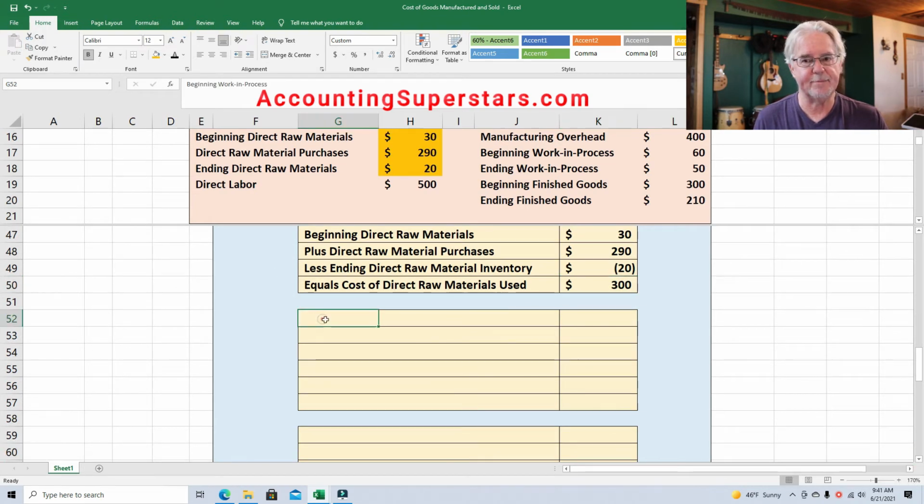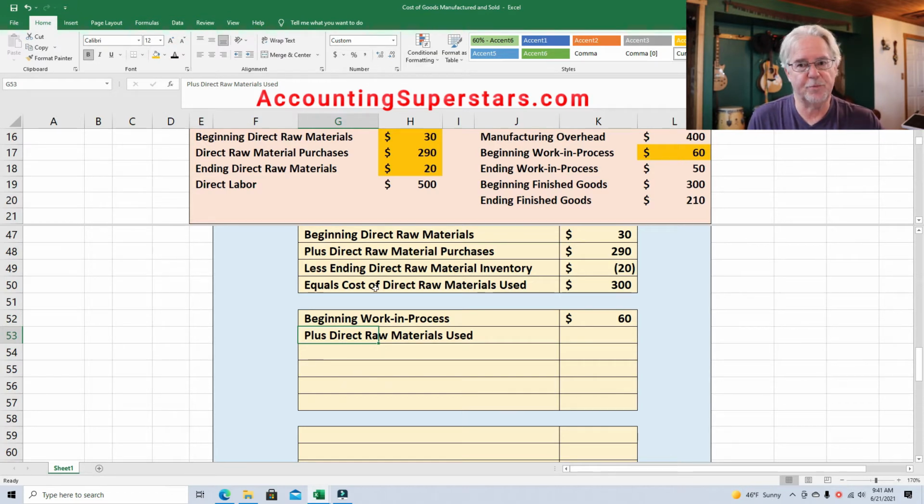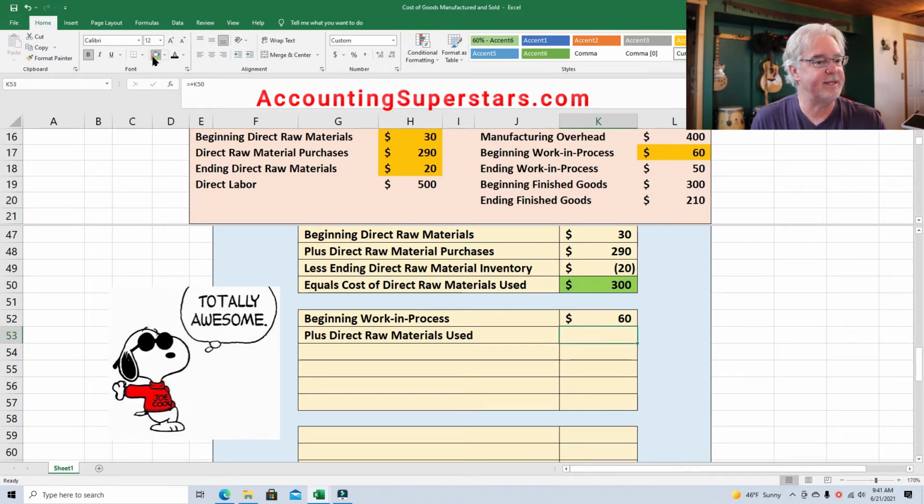So let's come down to the second part. We've got three inventories, so we're going to do this three times. This is now the second time that we're doing this. So starting out with beginning work in process. So here it is, beginning work in process, $60. Let's drop it into place. Add in. Now here's something really cool. What we're going to do is we're going to add in direct raw materials used. So here's raw materials, and we got the number right here. I'll highlight it in a different color just so it stands out, and we're going to place it right in this spot. So there you go, $300.